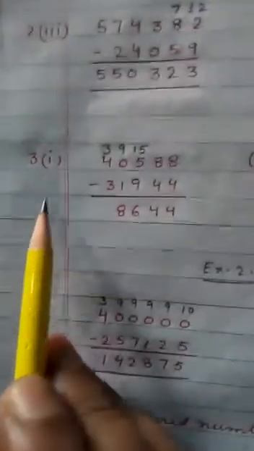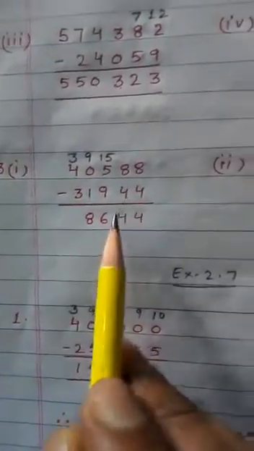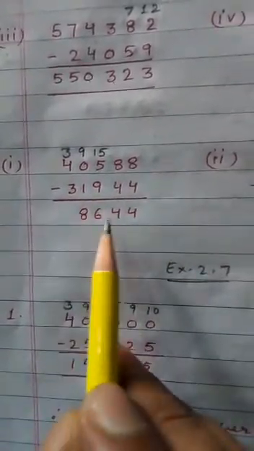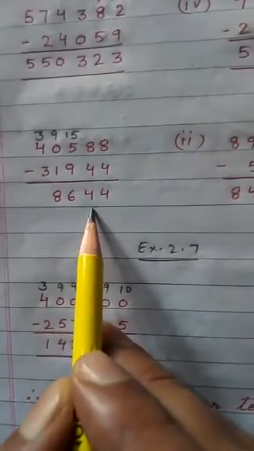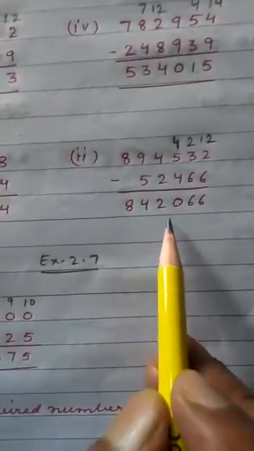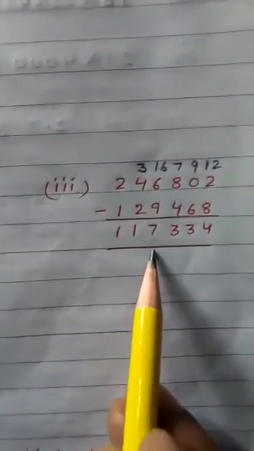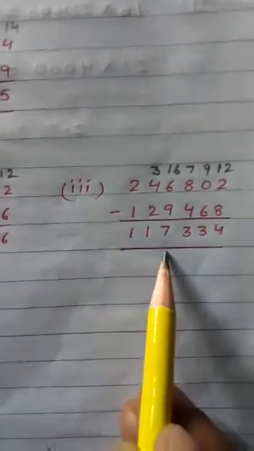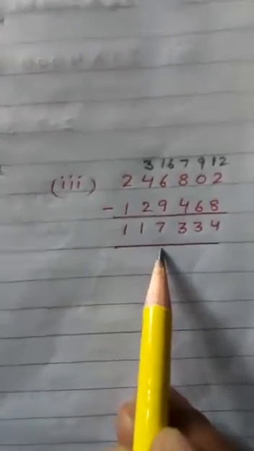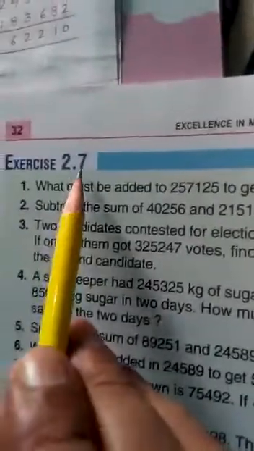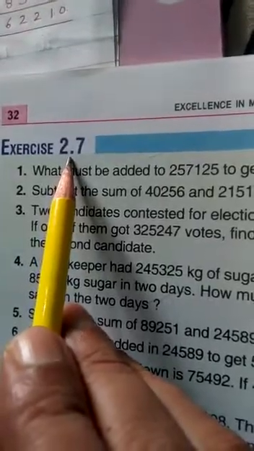Okay, like this we will subtract. Next 3, 1 you see. Okay, after subtracting, what answer you will get? 8,644. Okay, 3, 2 you see. Answer is 8,42,066. 3, 3, 1,17,334. Okay, understand? Now see next exercise, we are having exercise 2.7.